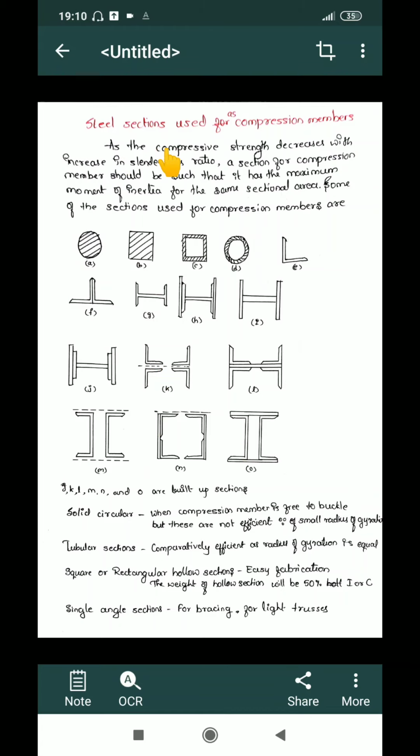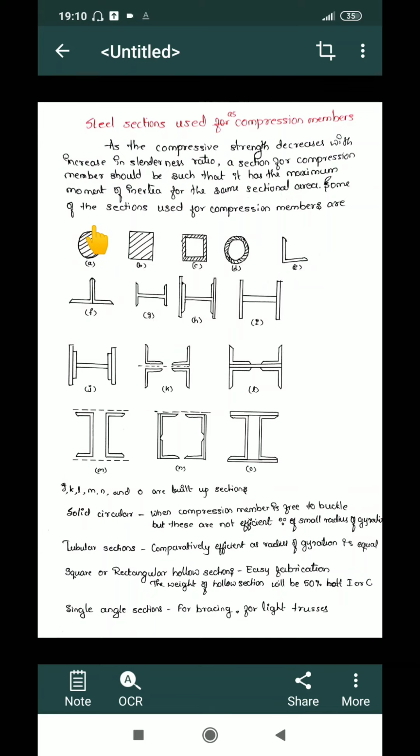As compressive strength decreases with increase in the slenderness ratio, a section for a compression member should be such that it has a maximum moment of inertia for the same sectional area. So we choose such a section which has a maximum I value but least A value as much as possible. Some of the sections are all these. So let us go one by one. Solid circular section, that is this one.